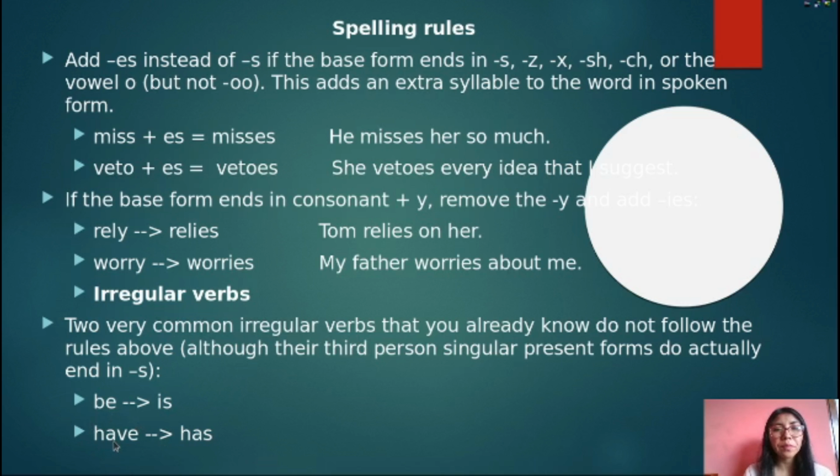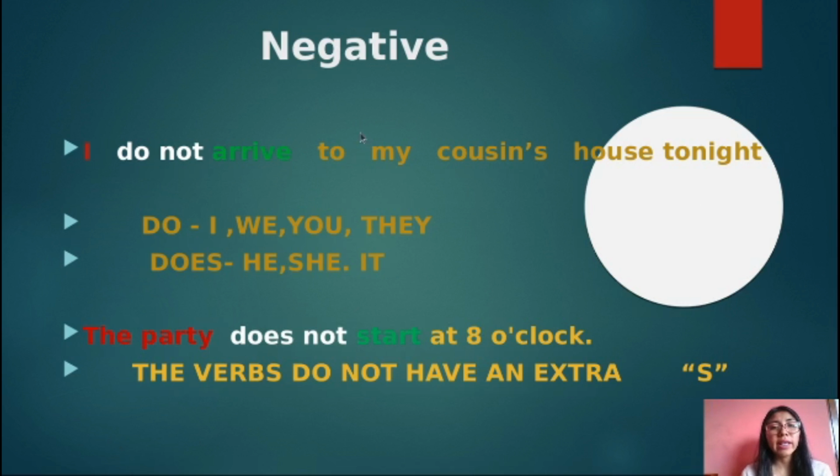Okay. We are going to check the negative forms. Okay, remember, in present simple you are going to use an auxiliary. Okay, do. You are going to use do for I, we, you, and they. And you are going to use does for the subject he, she, it. Here we have an example. I do not express the negative form. And here I have my auxiliary. I do not arrive to my cousin's house tonight.